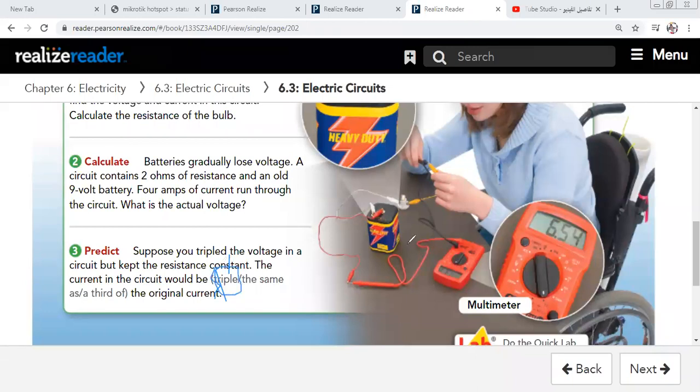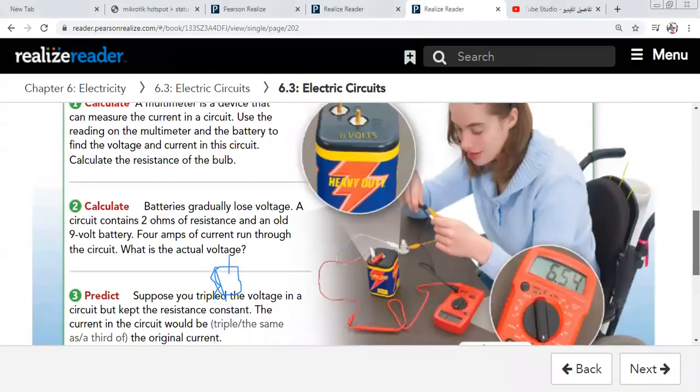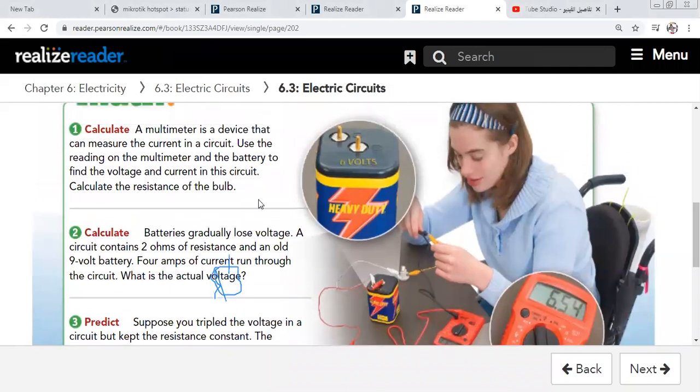Yes, triple. Question number 1. Calculate. A multimeter is a device that can measure the current in a circuit.